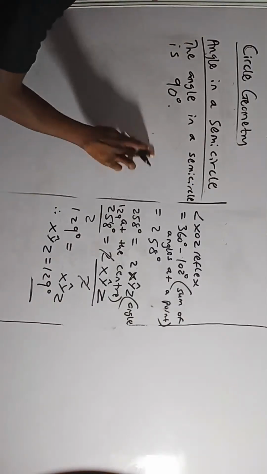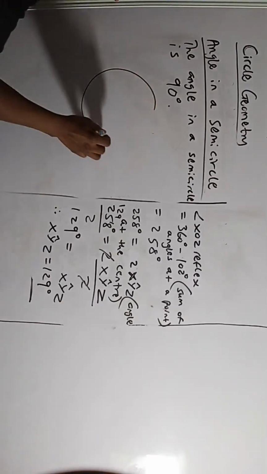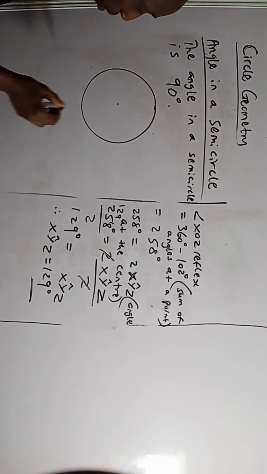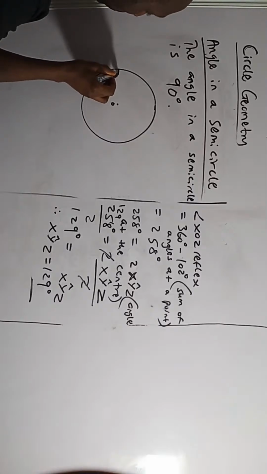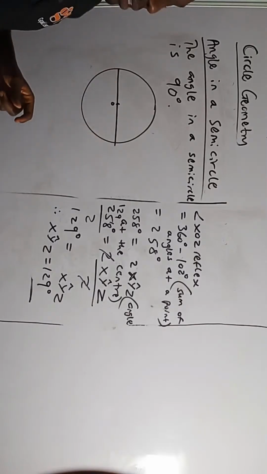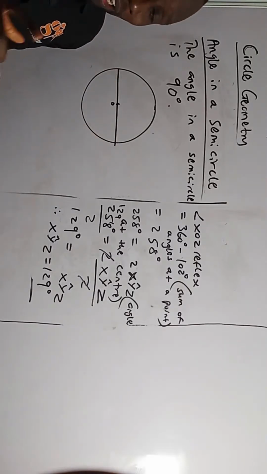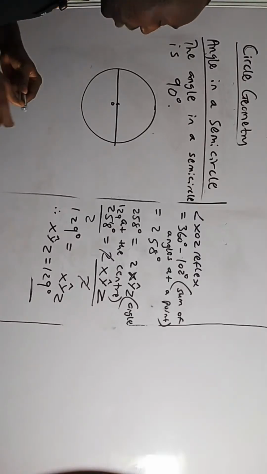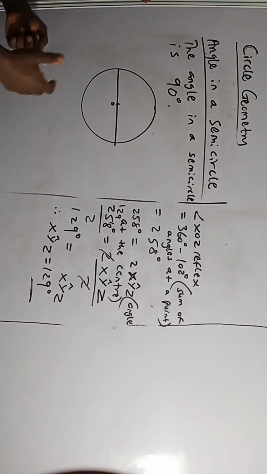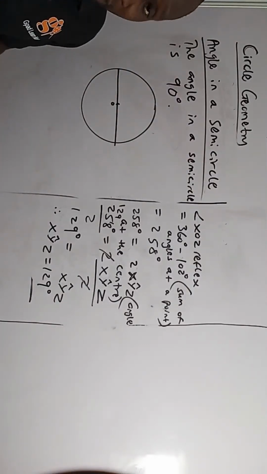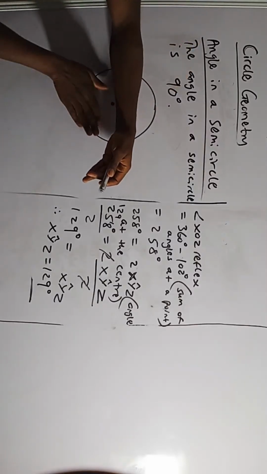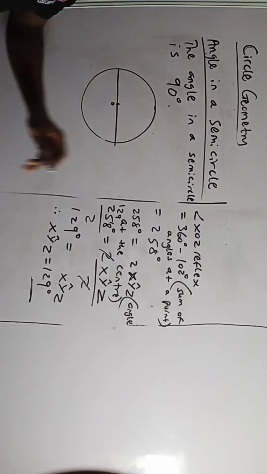Let me draw a circle. And then this is the center of the circle. I draw a straight line from here to here. You see that? This is a diameter. You cannot have a semicircle without having a diameter. A diameter, like I said when I started, is a line that divides a circle into two semicircles. So what you have here, this is a semicircle.